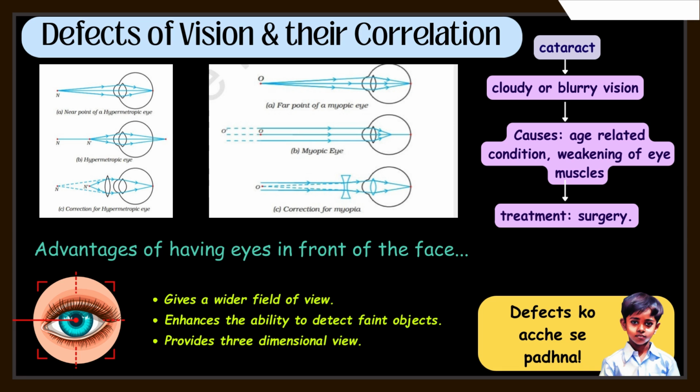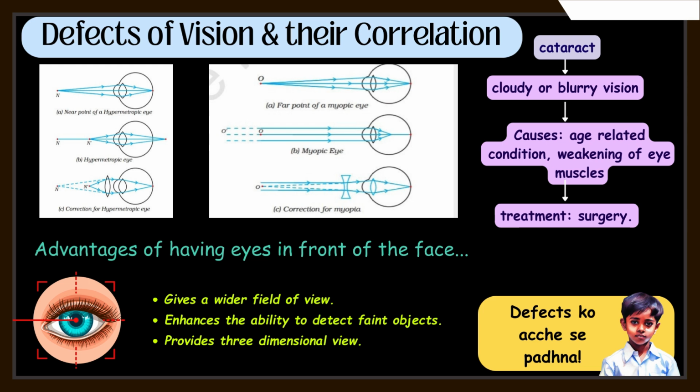Now let's quickly talk about another eye condition, cataract. Cataract is not a refractive error like myopia or hypermetropia. It's a condition where the natural lens of the eye becomes cloudy or opaque. This causes blurry or unclear vision. Cataracts are most common in older people and are usually caused by age-related weakening of the eye muscles and the lens. Thankfully, cataracts can be completely treated by surgery, where the cloudy lens is removed and replaced with an artificial one.